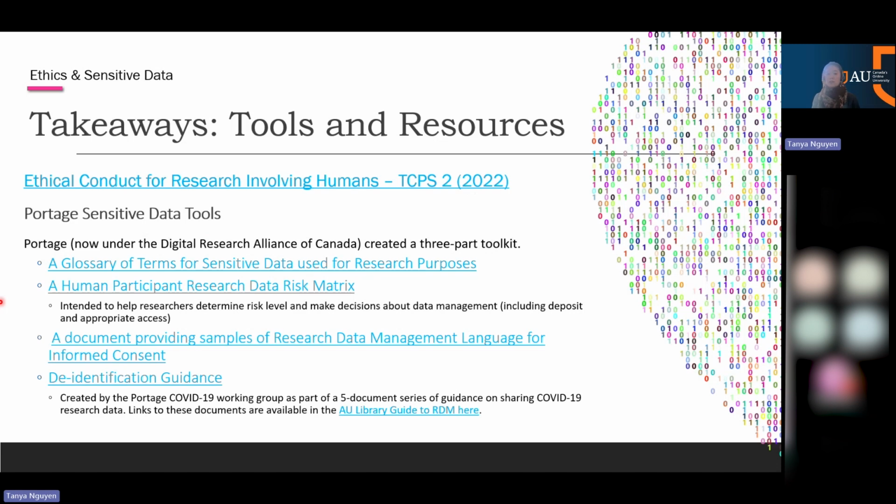So it's intended to help you think about how sensitive your data is, and what kind of practices you should place on it. So for example, you might be thinking about, is my data storage secure enough if I have sensitive data coming from my participants? They also have a document providing examples of research data management language for informed consent.